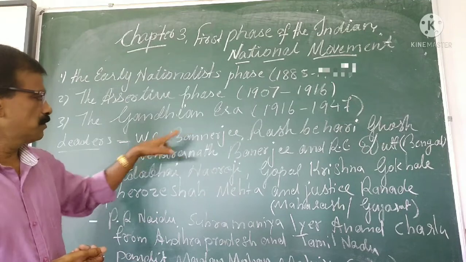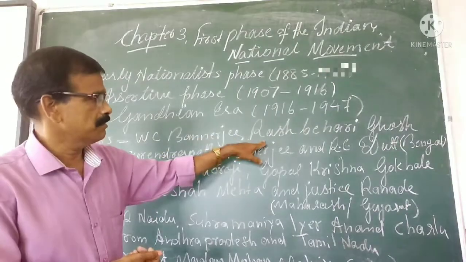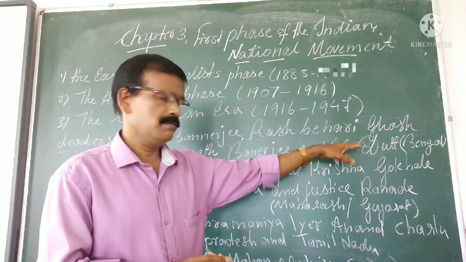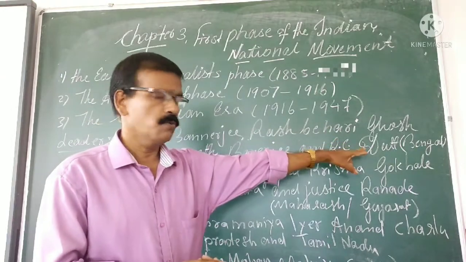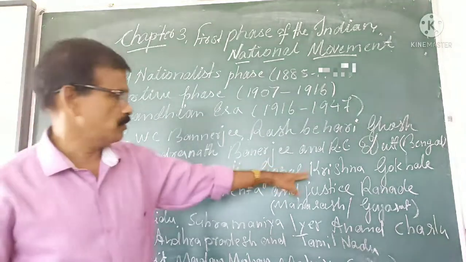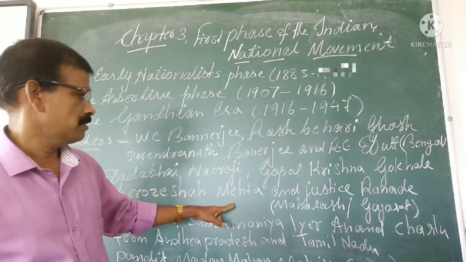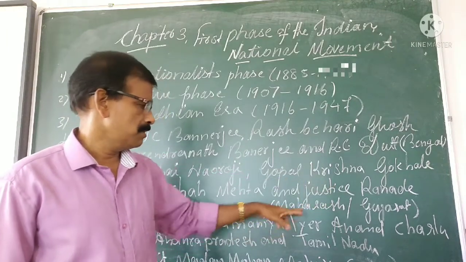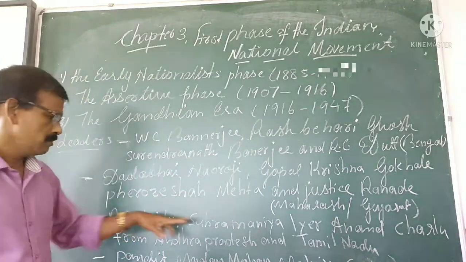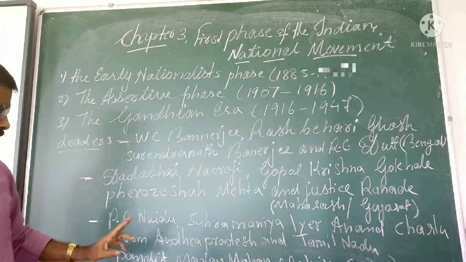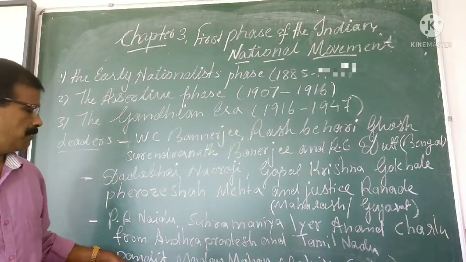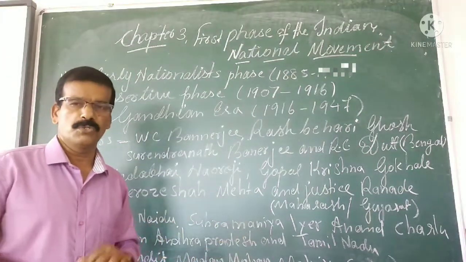First is W.C. Banerjee, Rash Bihari Ghosh, Surendranath Banerjee, and R.C. Dutt. They all belong to Bengal. And next, Dadabhai Naoroji, Gopal Krishna Gokhale, Firoz Shah Mehta, and Justice Randall. They belong to Maharashtra and Gujarat. And again, P.R. Naidu, Subramanian Iyer, Anand Charlu from Andhra Pradesh and Tamil Nadu. Then again, Pandit Madan Mohan Malaviya belonged to UP.